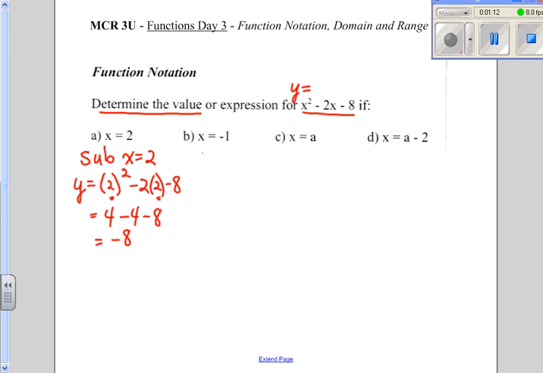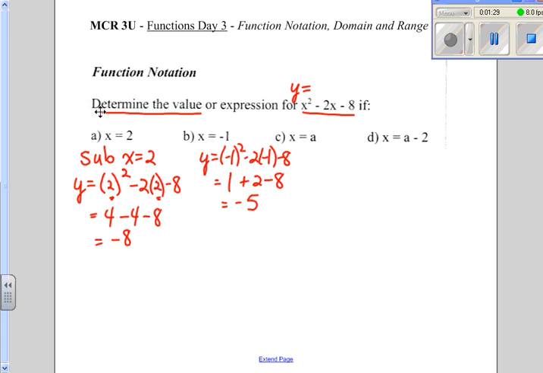Do the same thing for x equals minus 1. We just always put our value of x into the expression and evaluate. Positive 1, positive 2, take away 8. We end up with a value of negative 5.